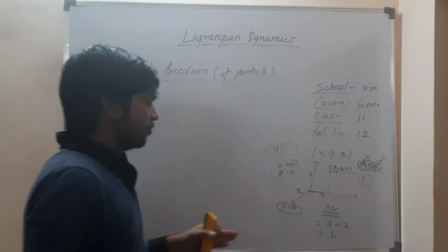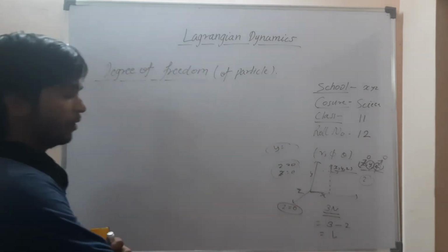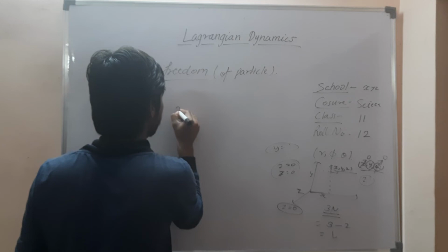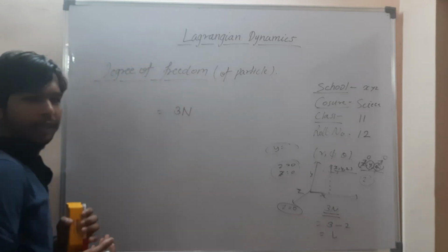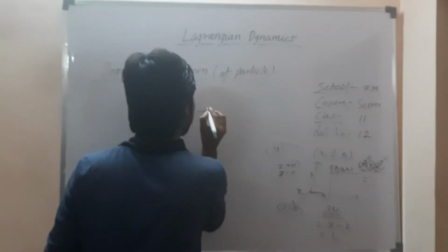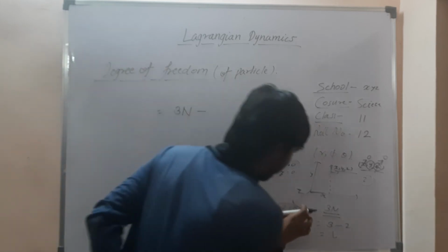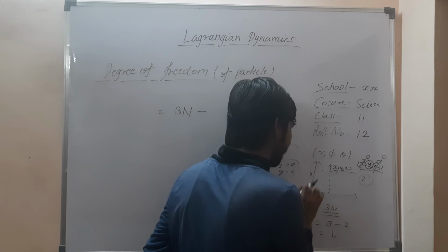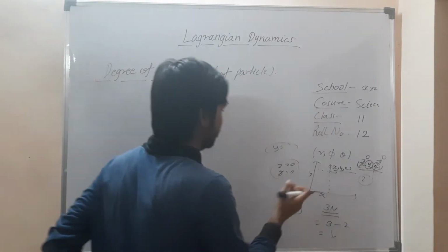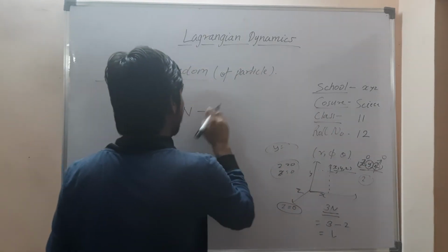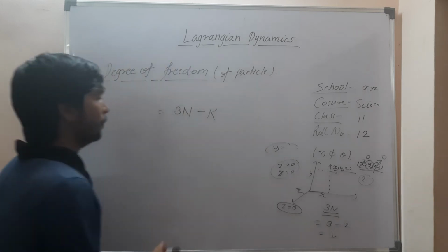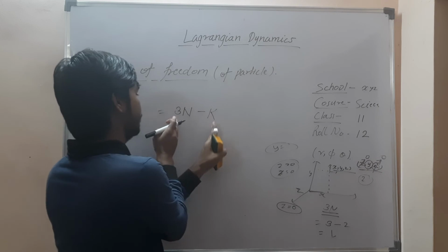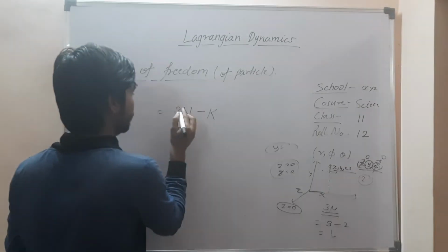So why am I telling this? Because I want to introduce one formula. For a free particle I require 3n coordinates. If I give 1 limitation, then I need 2 coordinates. After that I kept 2 limitations, then I need 1 coordinate. So the number of limitations I keep, that many the degrees of freedom, the required number of coordinates to define, decreases. So this is our formula.